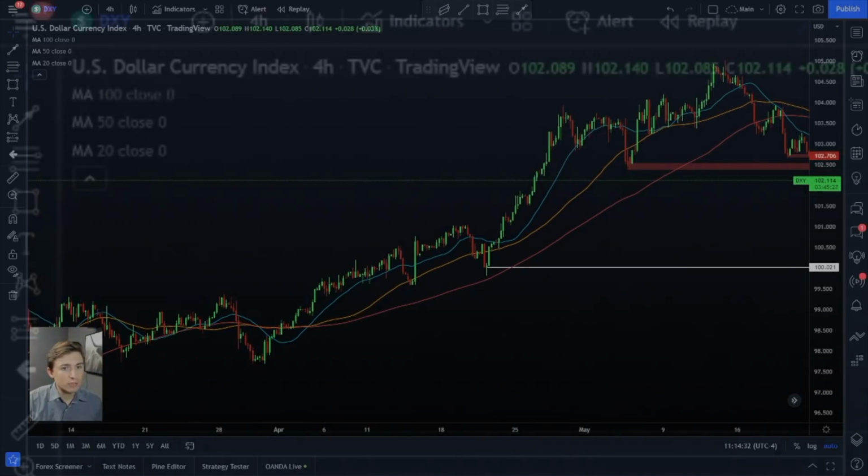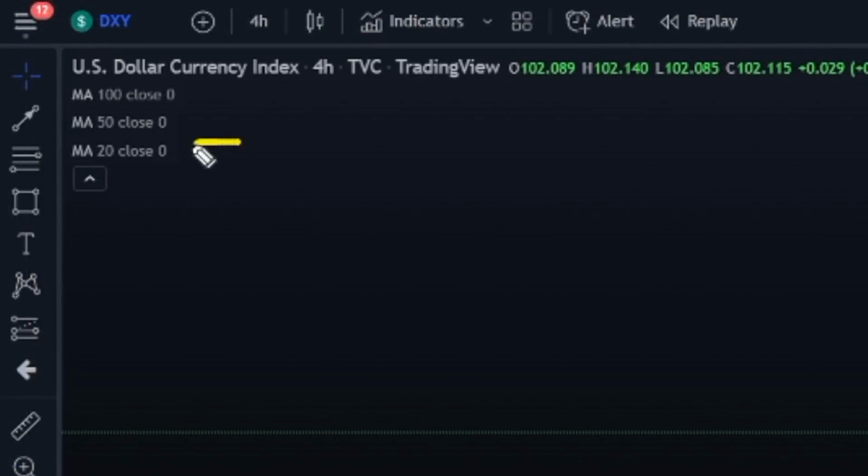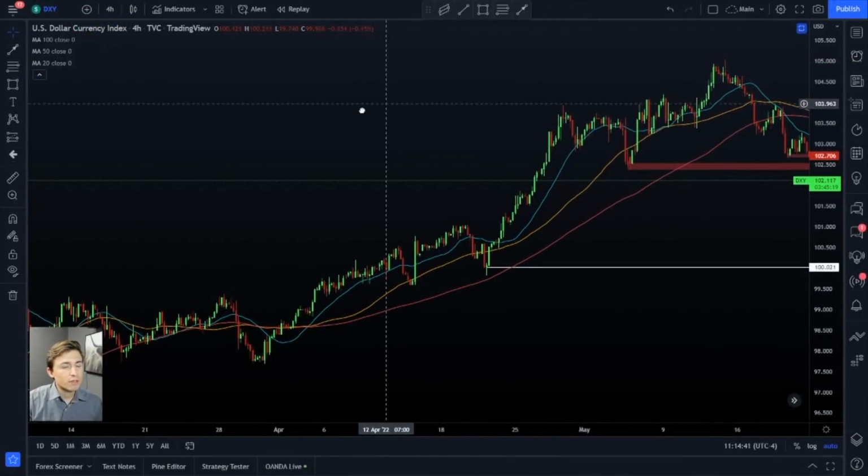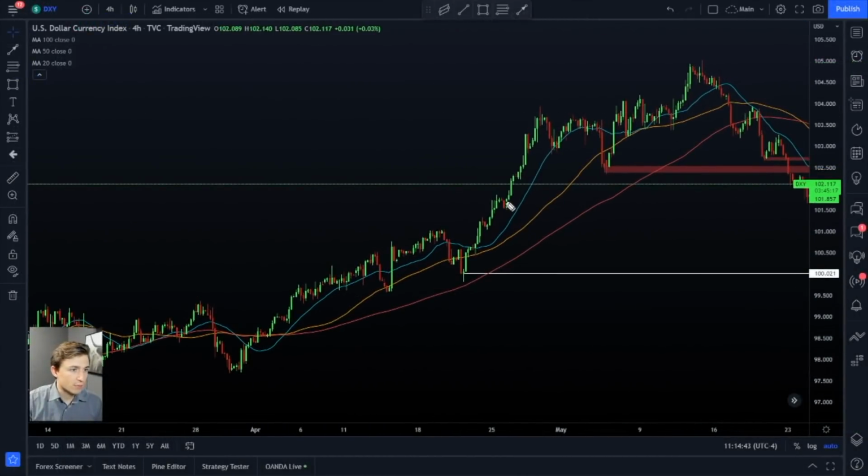So we're taking a look here at the 20, the 50, and the 100 period simple moving average applied to a 4-hour chart. And what you can very clearly see is that when all three are lined up, this is very common.